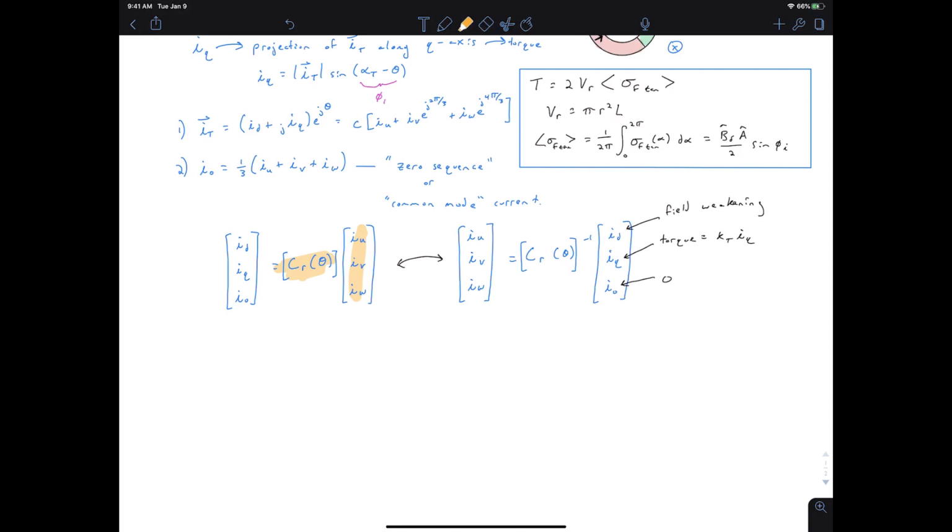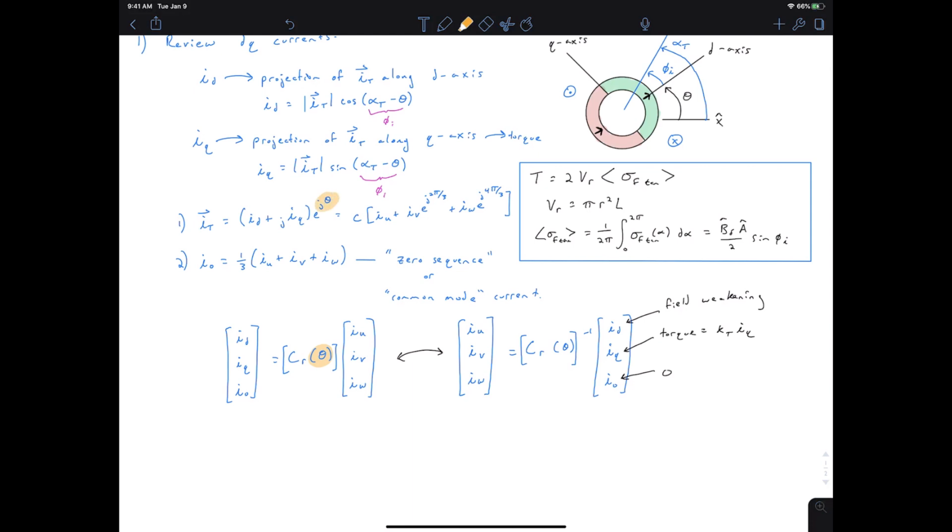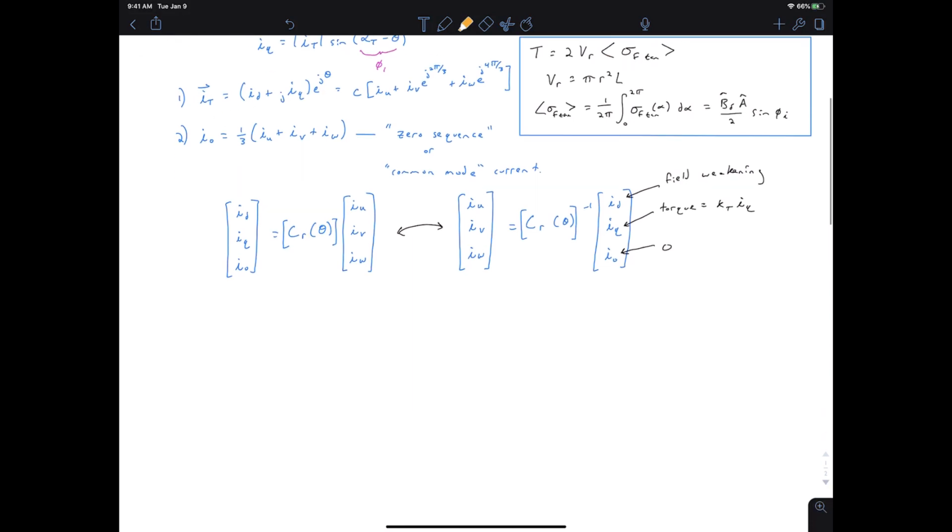So CR is a 3x3 matrix. And I express CR as a function of theta because it depends on the rotor's position. We've got this e to the j theta here. And so similarly, CR inverse is going to be a 3x3 matrix that also depends on theta.